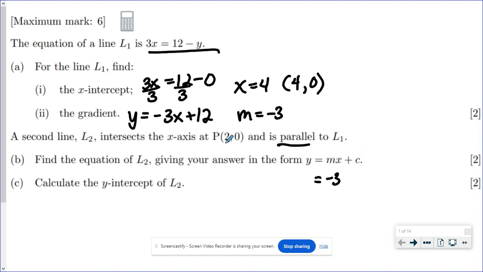So I literally plug the x-coordinate in for x, the y-coordinate in for y, and then the only thing I have left is c, so now I can solve for c. Negative 3 times 2 is negative 6, so I just add 6 to both sides. Now I know my m, I know my c, so I can rewrite this as y equals negative 3x plus 6.